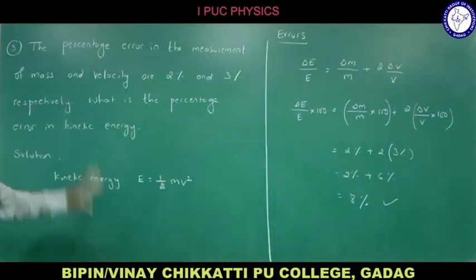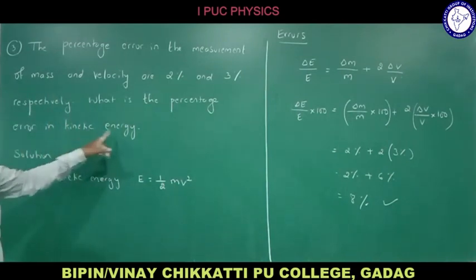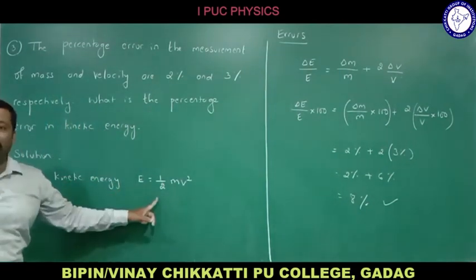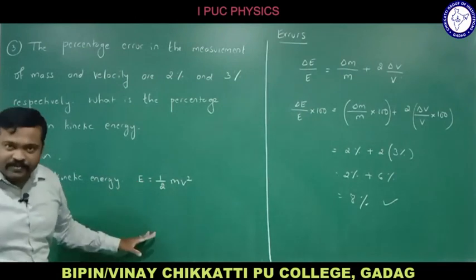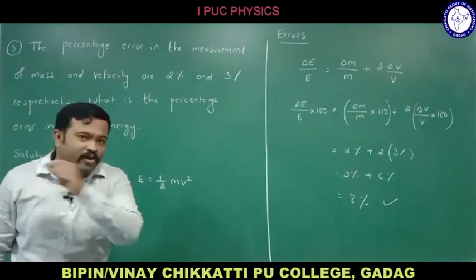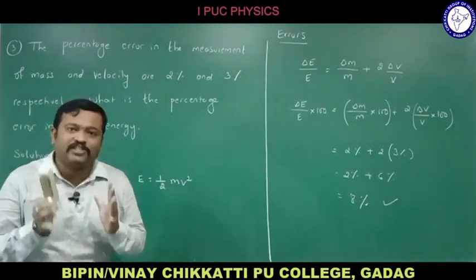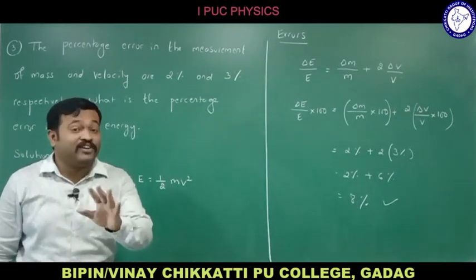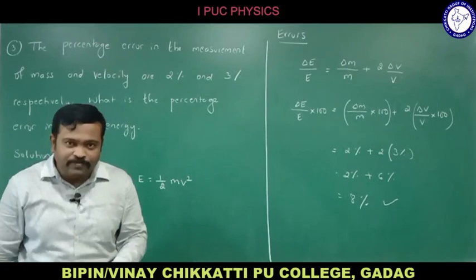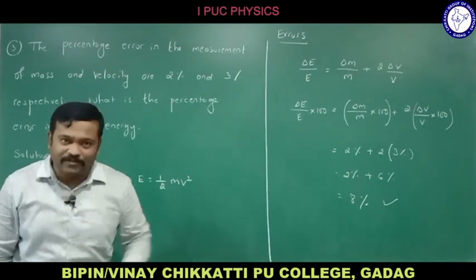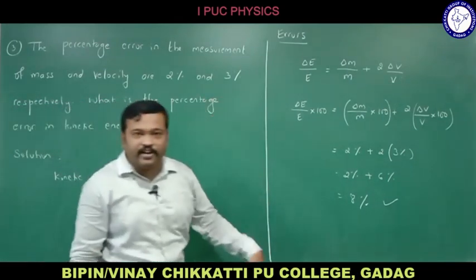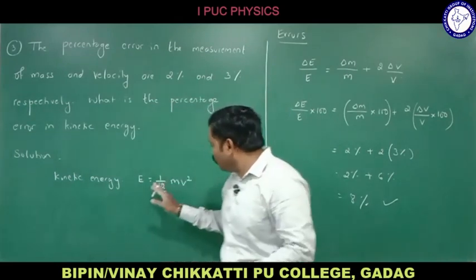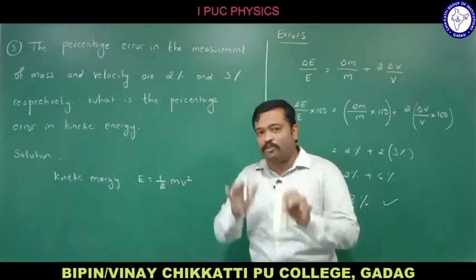Once again, if the question is asked like this, first we need to know the formula for kinetic energy, E is equal to half mv square. Let me go with errors. To know errors, first you need to check which mathematical operation it is. If it is addition or subtraction, go with absolute. If it is multiplication or division, go with relative. Since it is multiplication, I went with the relative. Delta E by E is equal to half, which will not have any errors, so I will not consider that.